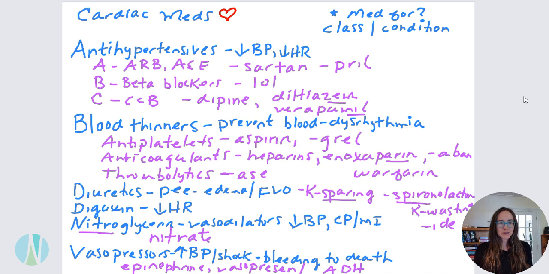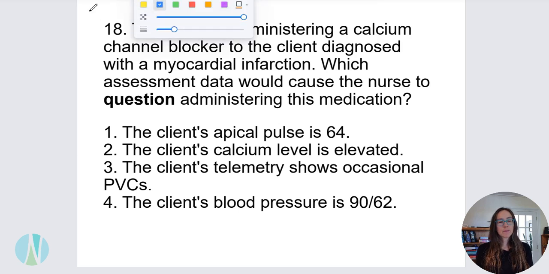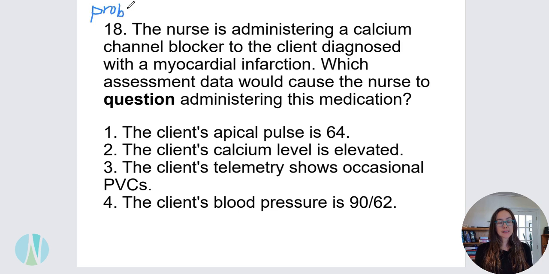Now let's see this in action, okay? So for an example, this question right here is a question that I would do with my students, and I'll give you a minute to answer the question and you can pause the video. All right, do you have your answer? So the nurse is administering a calcium channel blocker to the client diagnosed with a myocardial infarction. So which assessment data would cause the nurse to question administering this medication? So this question, the problem is that the patient has an MI and they are taking a calcium channel blocker. And then the last part of the question says, what data would cause you to question giving it?